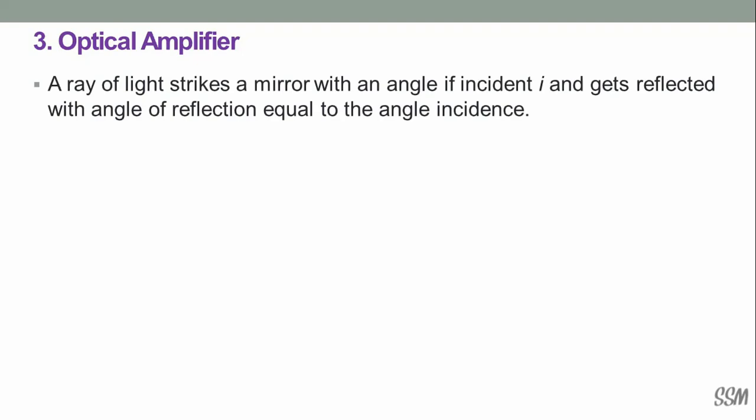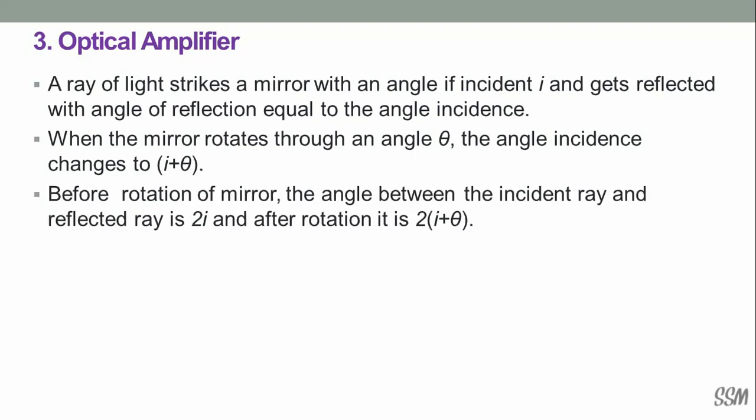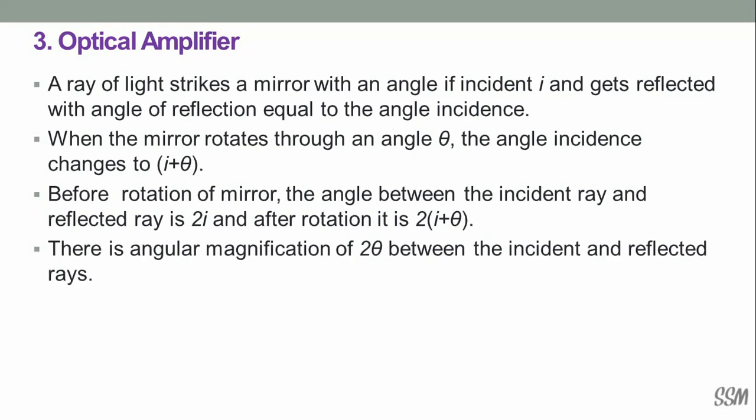In optical amplifiers, a ray of light strikes a mirror with an angle of incidence and gets reflected with an angle of reflection equal to the angle of incidence. When the mirror rotates through an angle theta, the angle of incidence changes to i plus theta. Before rotation of the mirror, the angle between the incident ray and the reflected ray is 2i, and after rotation it is 2i plus 2 theta. There is an angular magnification of 2 theta between the incident and reflected rays.